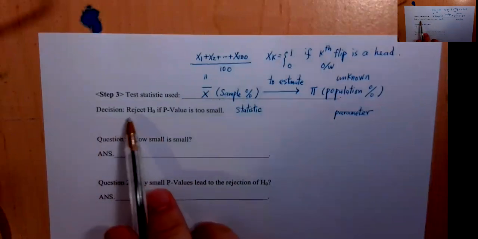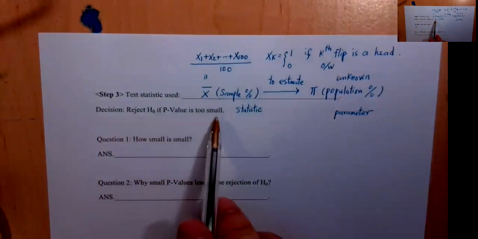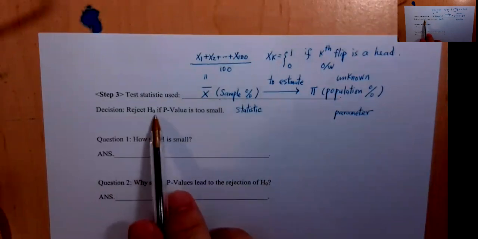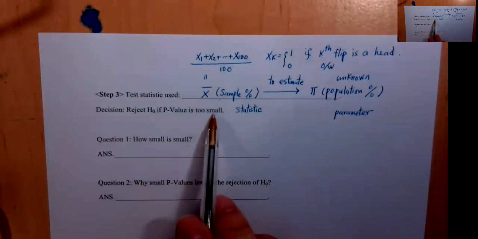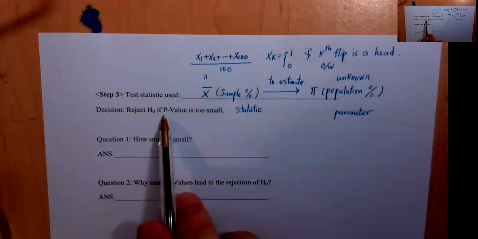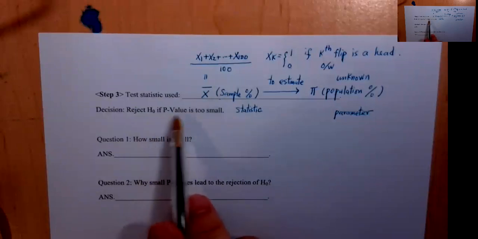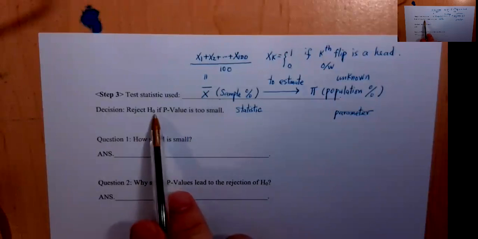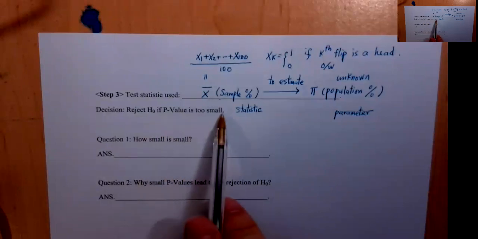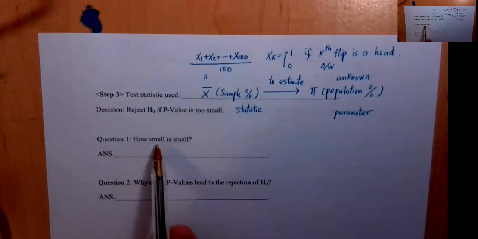And our decision is to reject H0 if the p-value is too small. Two questions. Why does a small p-value lead to the rejection of H0? This we cannot explain now because we haven't even introduced what the p-value is so far. Now, second question. The p-value is too small. How small do you consider too small? How small is small?